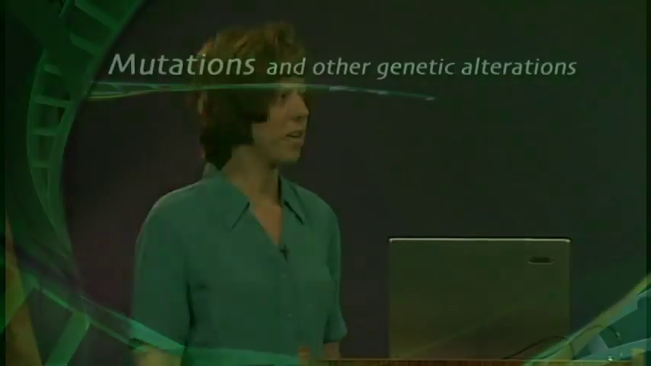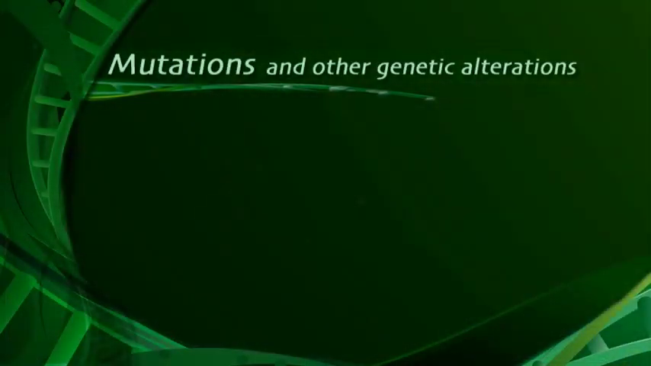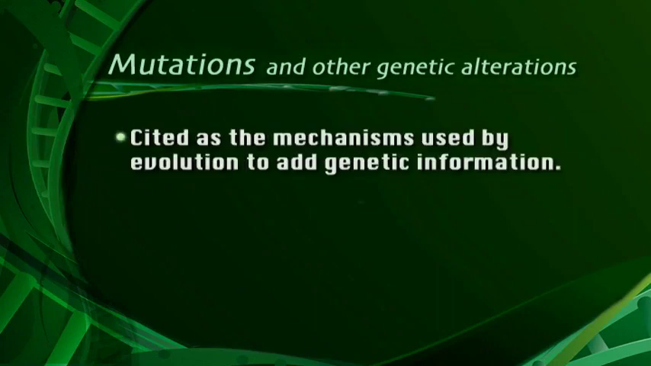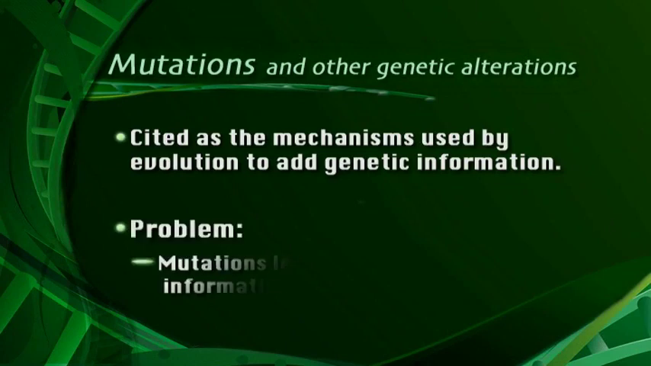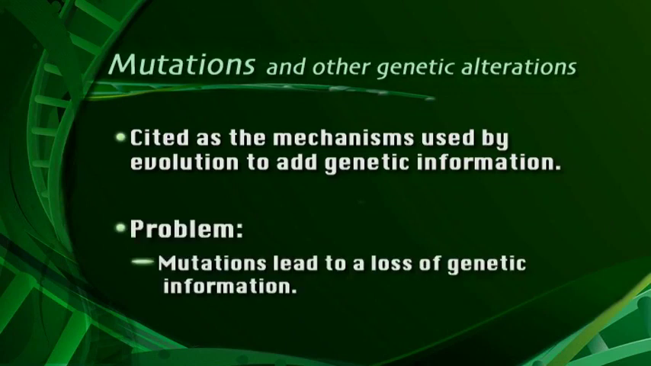Mutations, that's natural selection. Okay, so there's one big gun down. Doesn't work. What about mutations? Mutations and other genetic alterations are cited as the mechanisms used by evolution to add genetic information. Problem, they don't. Okay? Mutations lead to a loss of genetic information.